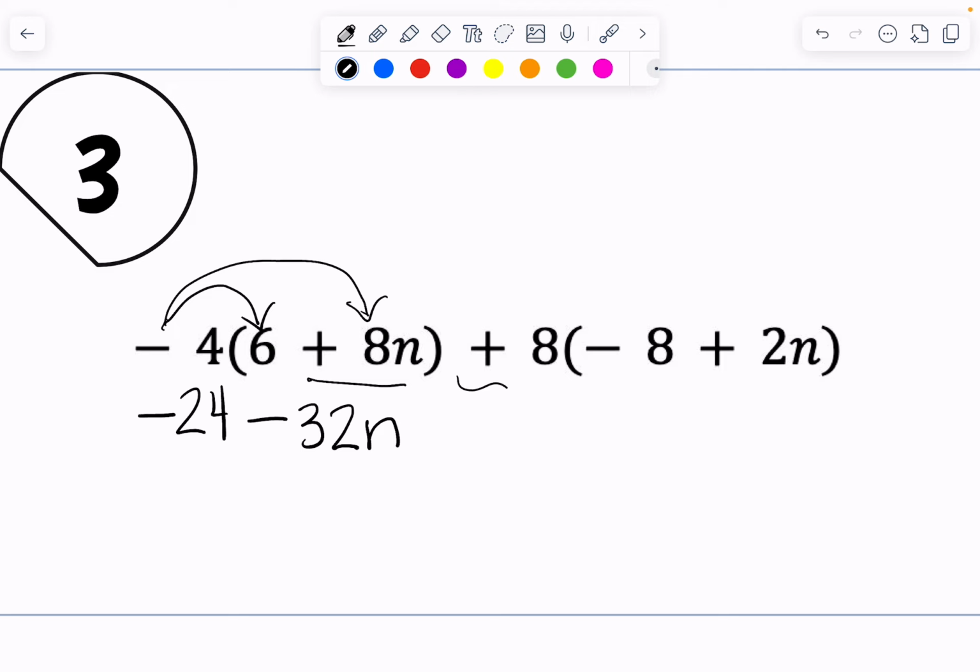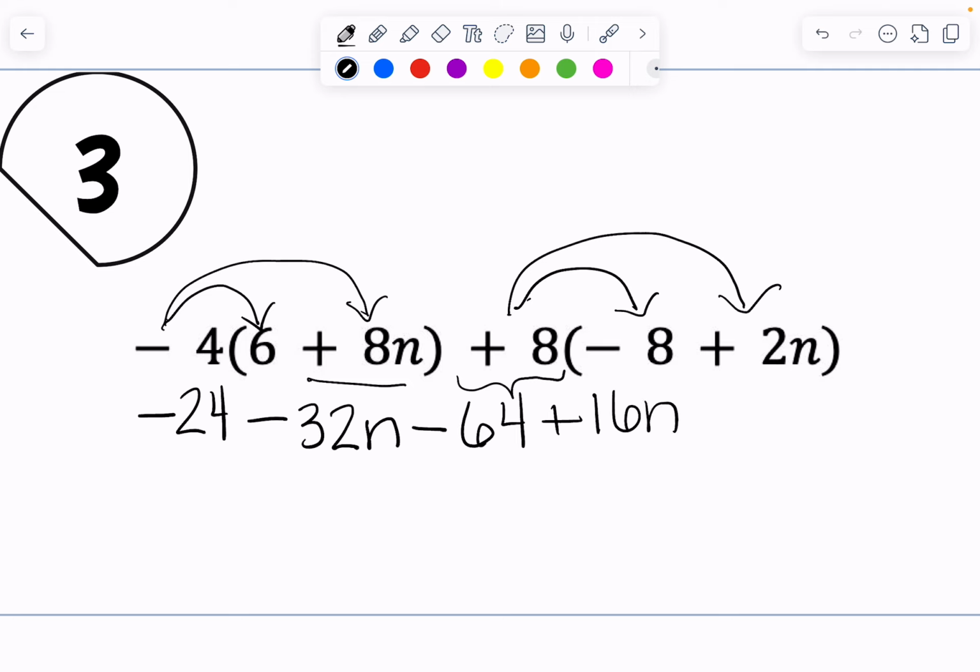On the second set of parentheses, I'm distributing a positive 8. So I have positive 8 times -8 is -64. And positive 8 times positive 2n is positive 16n.